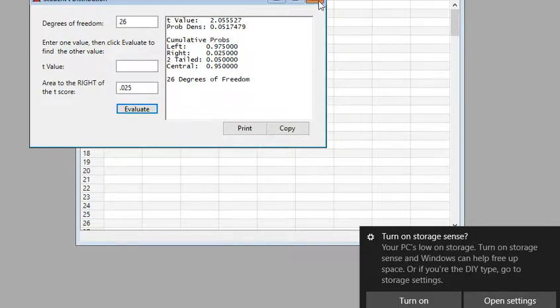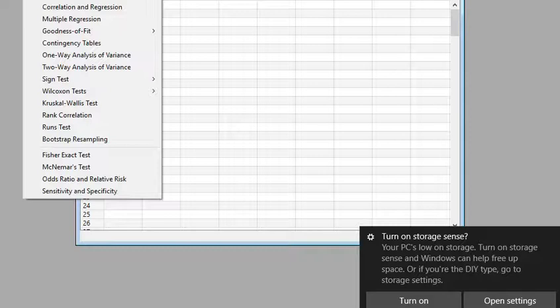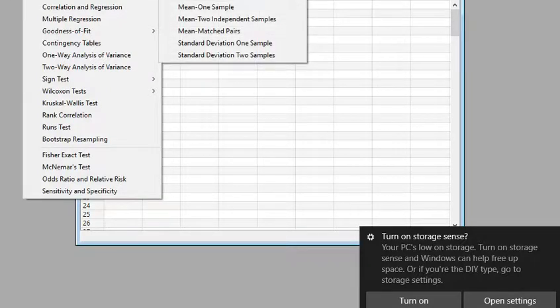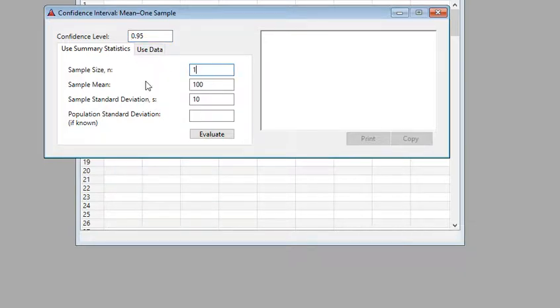So in Statdisk, go to Analysis, then Confidence Intervals. What looks promising from this menu? Mean of one sample. 95% confidence interval. Sample size is 195. Sample mean was 32.7. Sample standard deviation was 6.6.